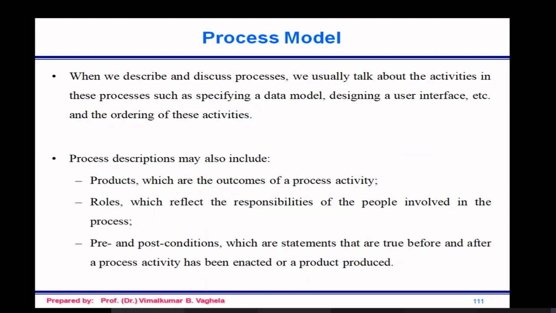When we describe and discuss the process, we usually talk about the activities in these processes, such as specifying a data model, designing a user interface, etc., and the ordering of all these activities. That is the most important thing. Process description may also include products, which are the outcomes of a process activity.